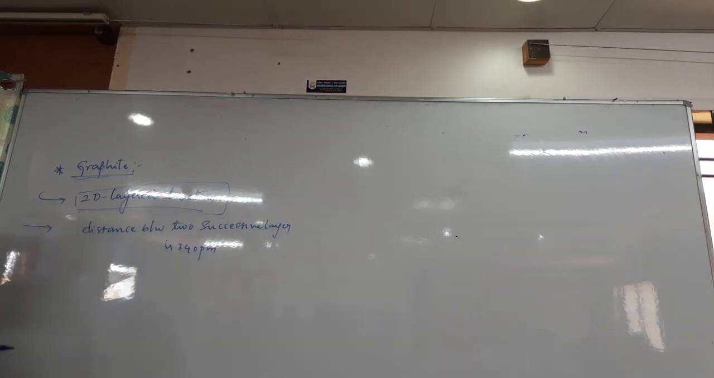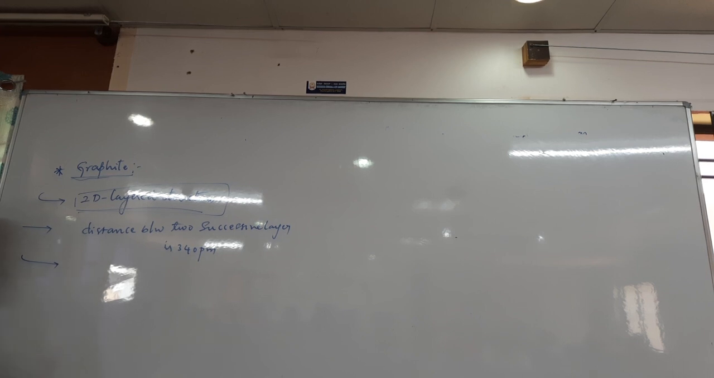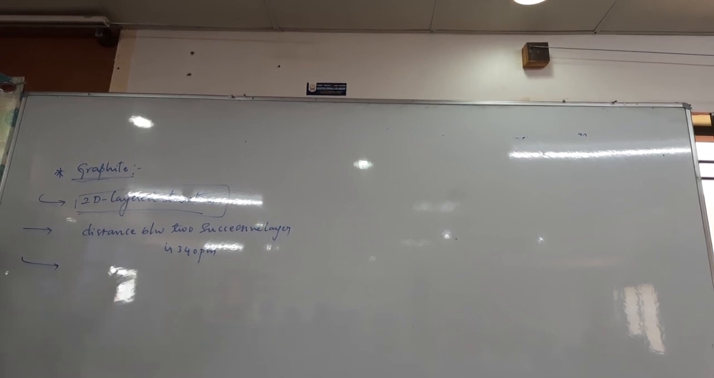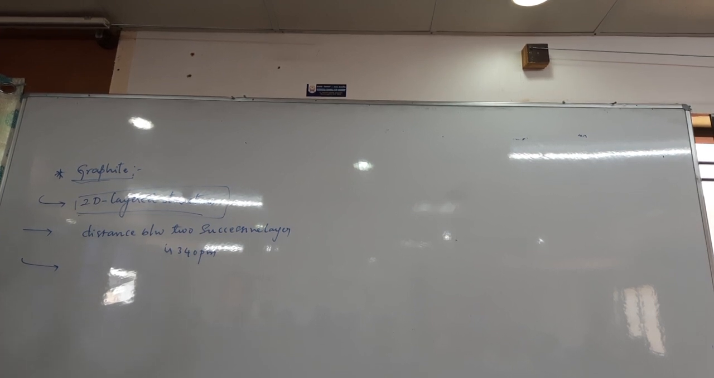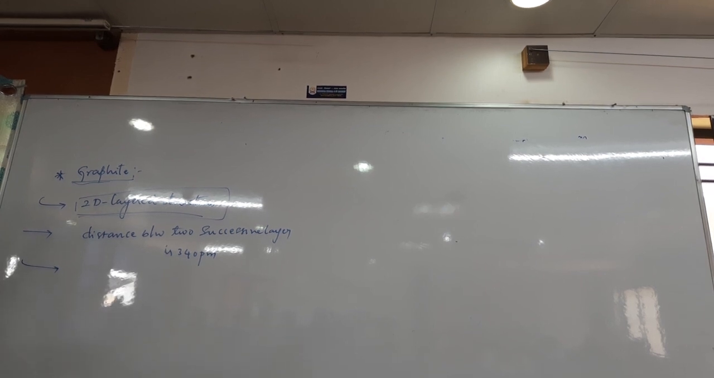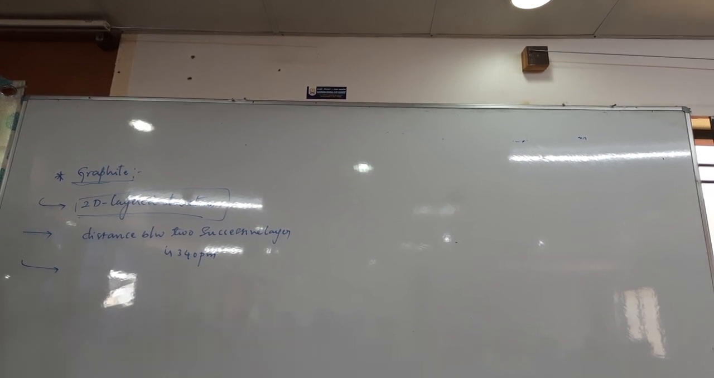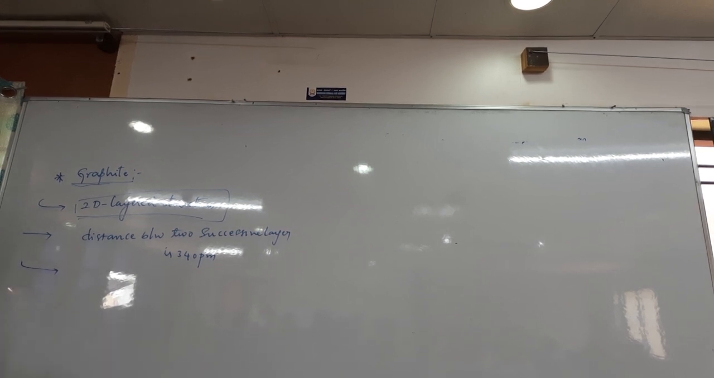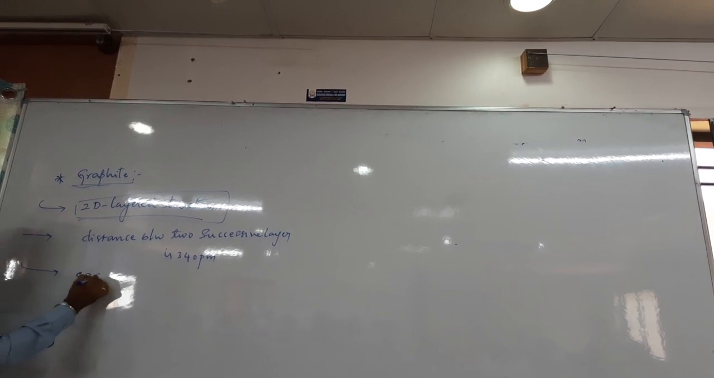And the most interesting thing is that in graphite, each carbon atom is surrounded by 3 other carbon atoms, guys. One electron is left over, and that particular electron is free in graphite. So that's why graphite behaves as a conductor, whereas diamond does not.